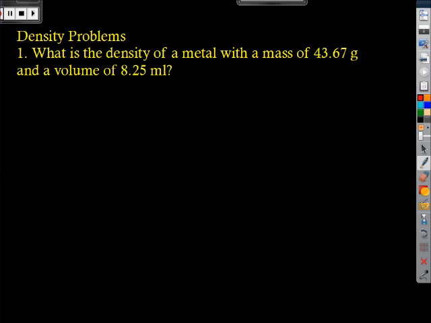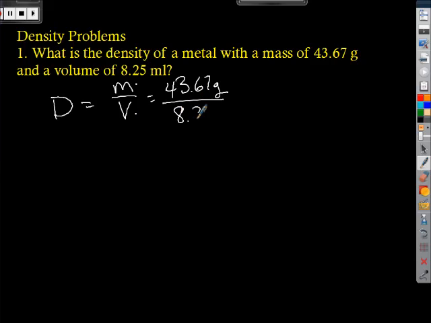Some example problems we're going to try here. What is the density of a material with a mass of 43.67 grams, which I'll put on the top. Remember, it's mass divided by volume. So 43.67 grams divided by a volume of 8.25 milliliters. So when I punch that into my calculator, I can quickly find what the density of the object is. 5.29 grams per milliliter. Density of this metal.